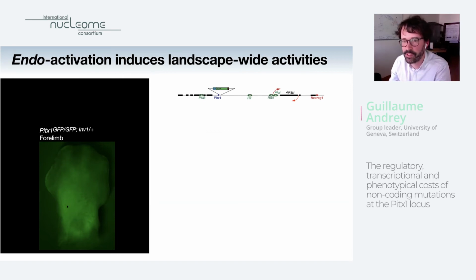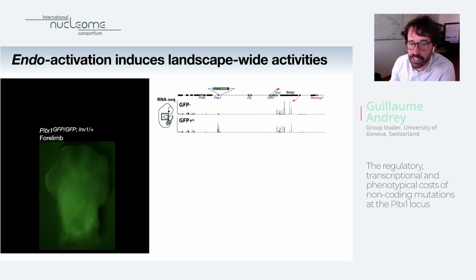So you can sort the cells, and you can see that if you look at the GFP positive cells of the forelimb here, you gain, of course, Pitx1 activity. So even in this context of a gain of function, our GFP sensor is able to detect the gain of function, and we are able to sort the cells where activity is going on.